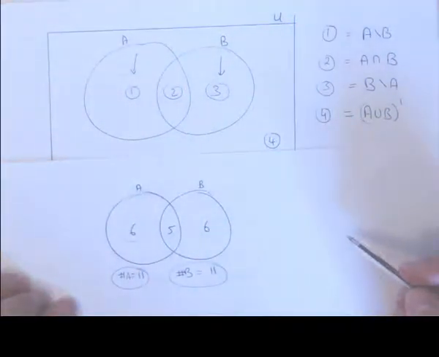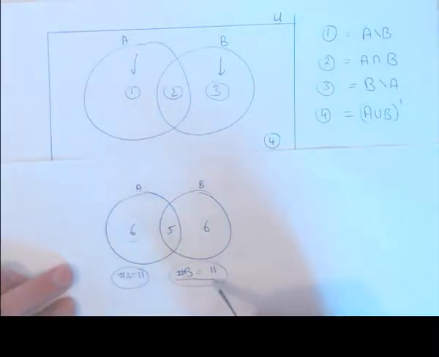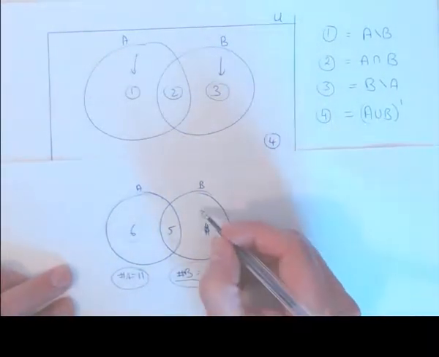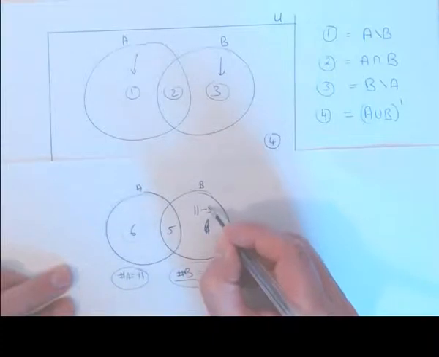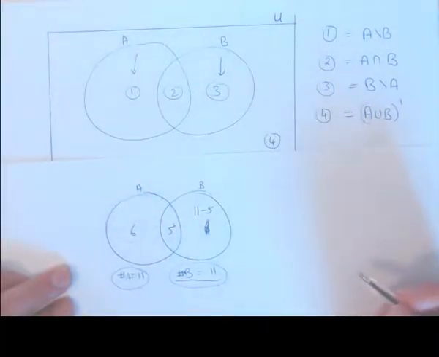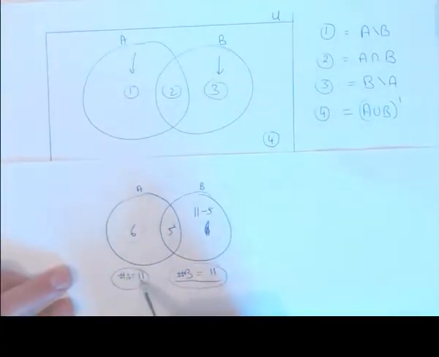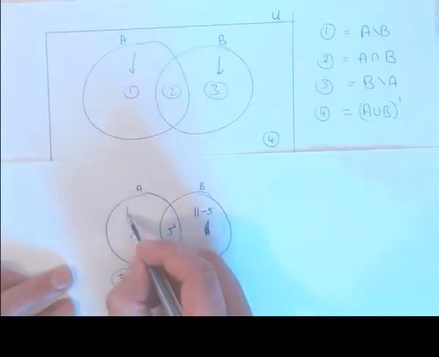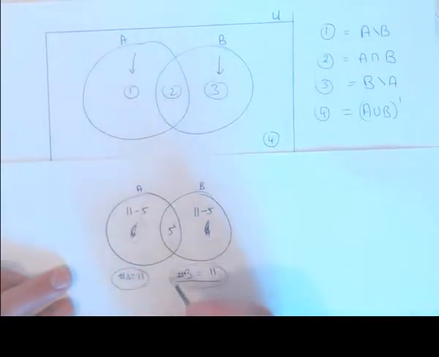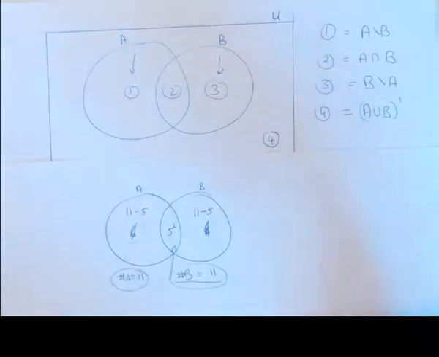And there really isn't. Because we know that if the number of elements in B is 11, then the number of elements in here must be 11, take away 5, the intersection. And we know that if the number of elements in A is 11, then the number of elements in here must be 11, take away 5. And the point about logical thinking with algebra is it doesn't matter how many are in here. These two will always be the same.